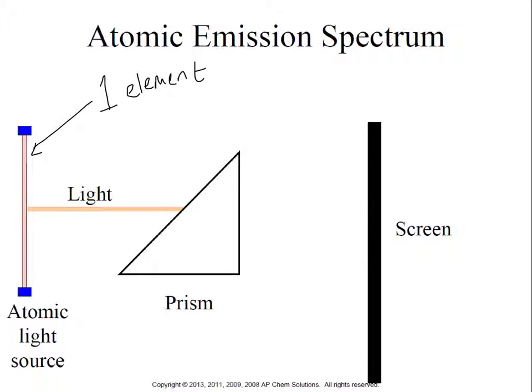You can also do this with a flame test. When you burn different solids, you generate different colors of light inside of the flame. And the same thing, you can shine that light through a prism, capture it on a screen, and use that then to analyze the atom itself.